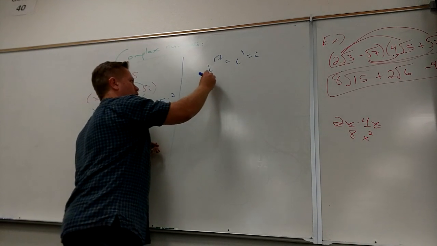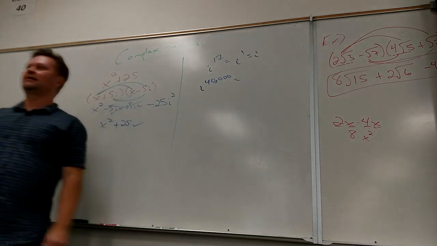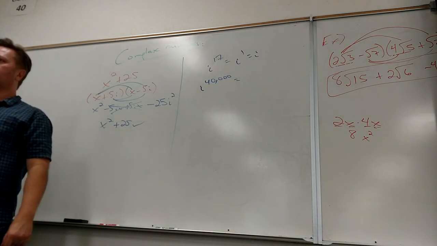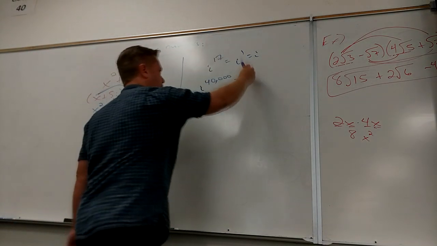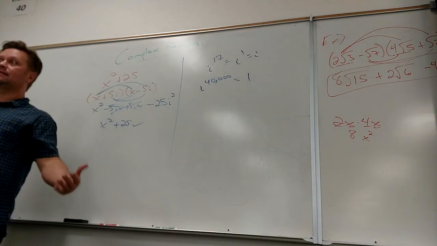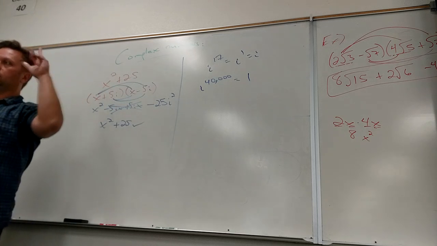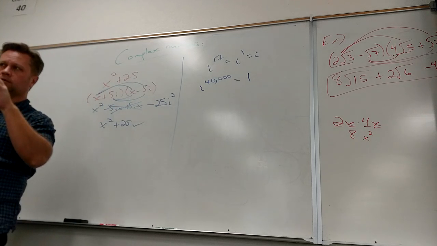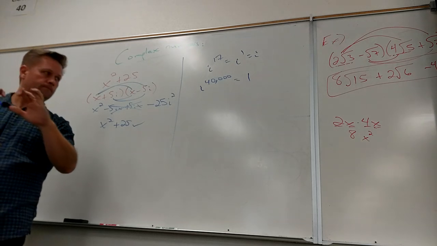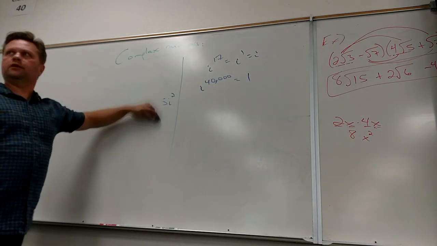What's i to the 40,000th power? 1 total. If 4 goes in evenly, that means it's at the beginning. It's at 1. So i to the 0. 0 remainder. So it's 1. Okay, I like it.